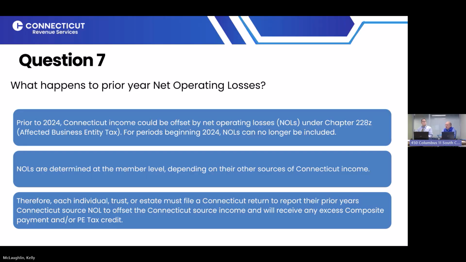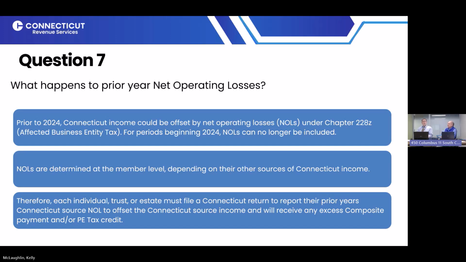What happens to prior year net operating losses? It is a question we've come across and fielded many times. Prior to 2024, the Connecticut income tax could be offset by net operating losses, or NOLs, under Chapter 228Z, the effective business entity tax. For periods beginning 2024, NOLs can no longer be included.